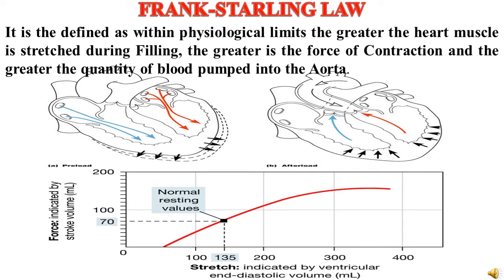We have normal resting values which are 135 and 70, which means the stroke volume is almost 70 ml, and the stretch, which is indicated by the ventricular diastole volume, is 135. In these two heart diagrams we can see two phases. One is the preload and one is the afterload.